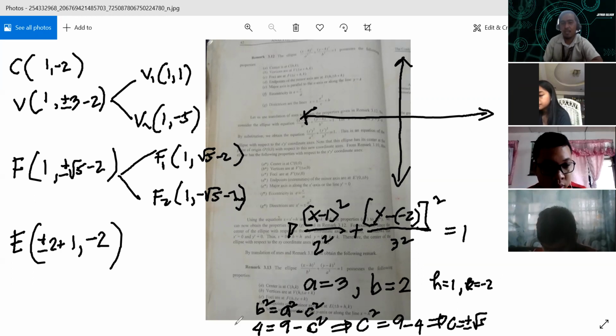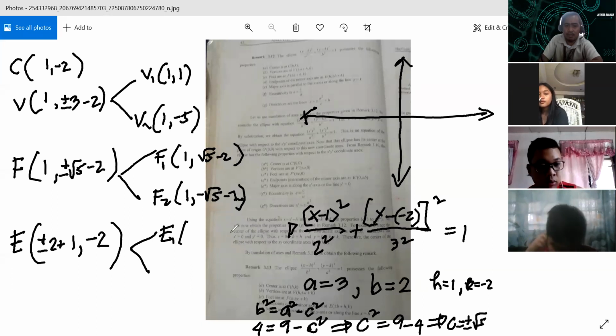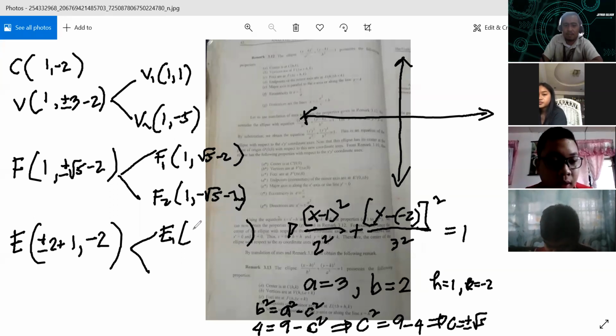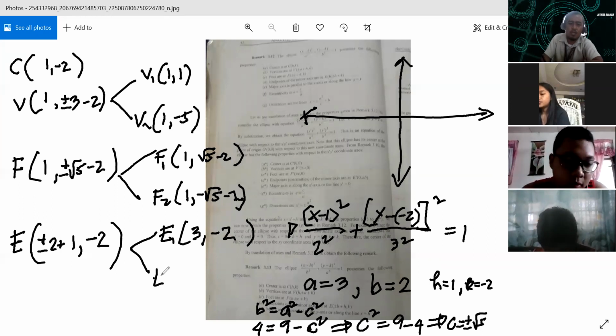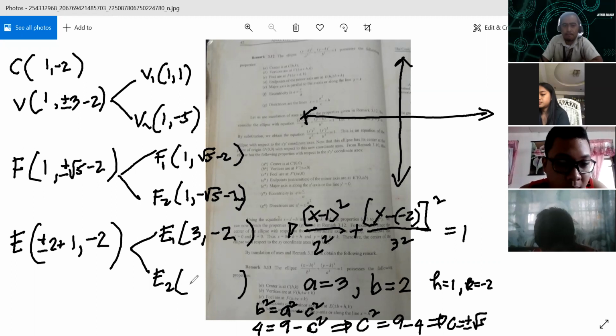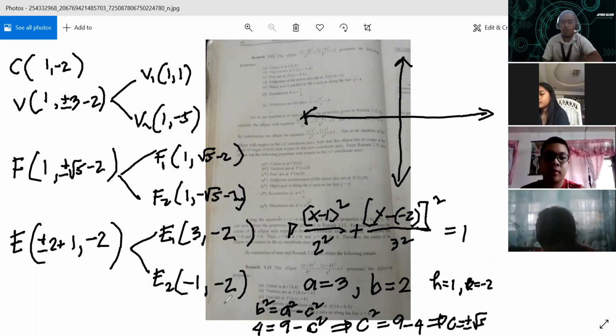Okay? So the extremities that you have are, what is the first extremity? You can tell me? Positive 3, negative 2. Very good. Positive 3, negative 2. How about extremity 2? Negative 1, negative 2. Very good. Negative 1, negative 2. And I think we are now ready to plot this one, right?